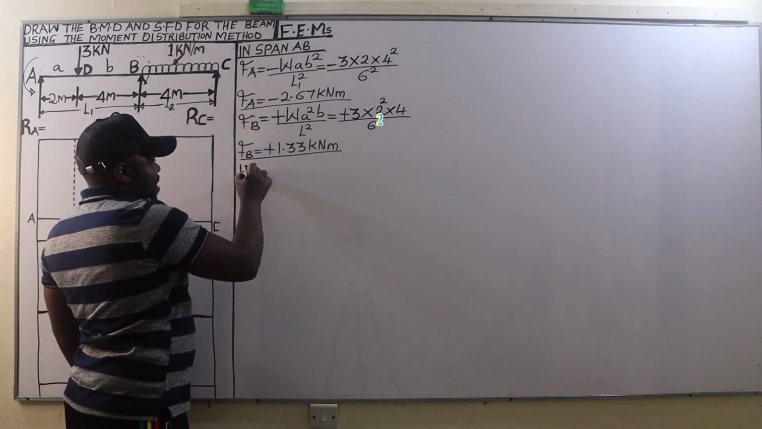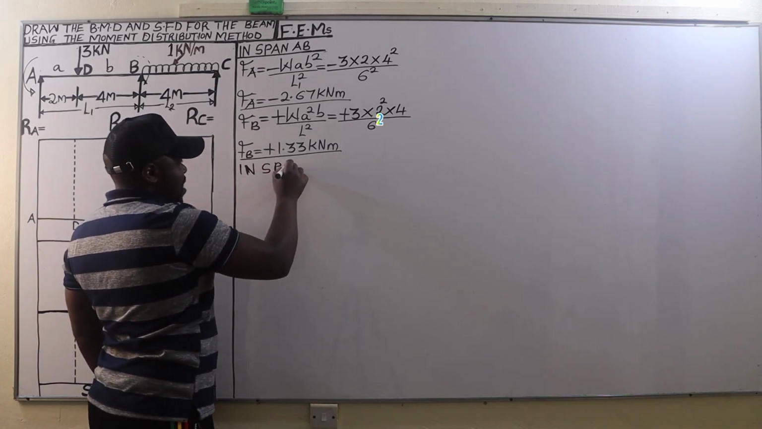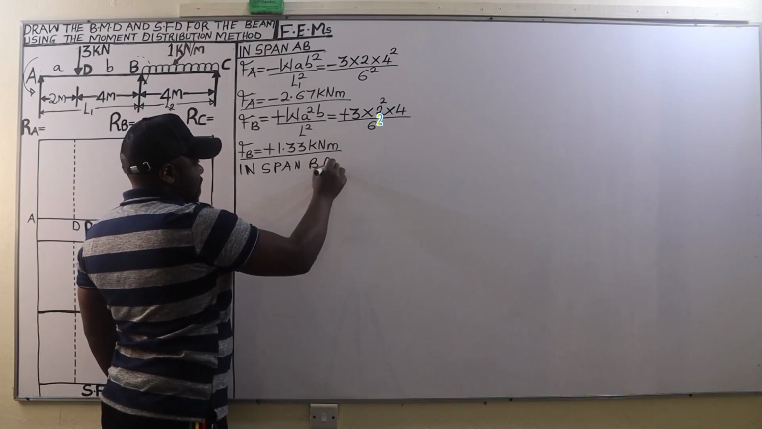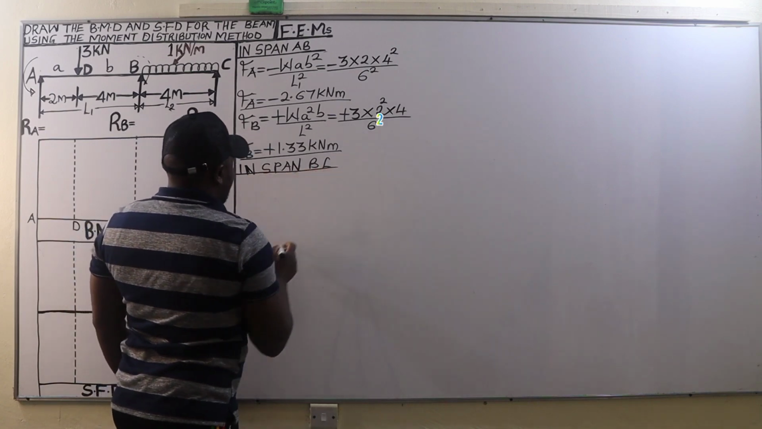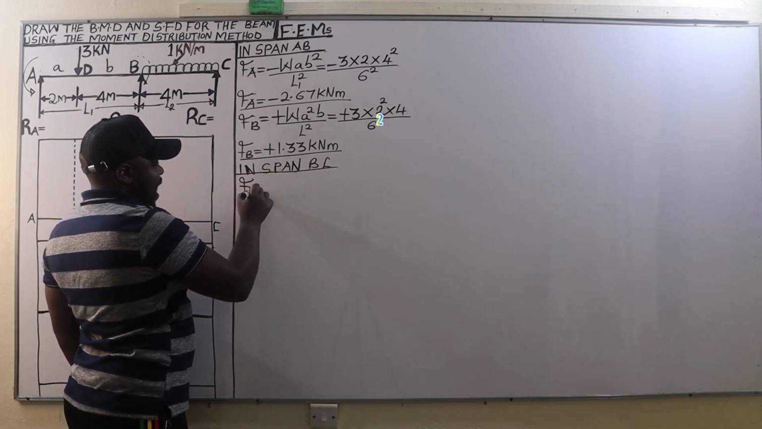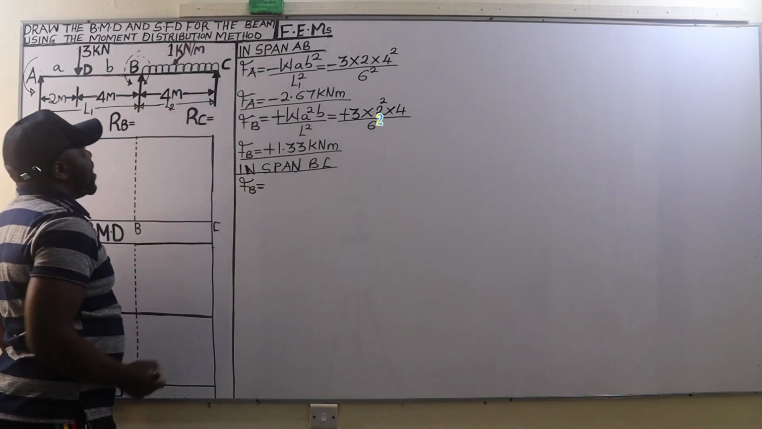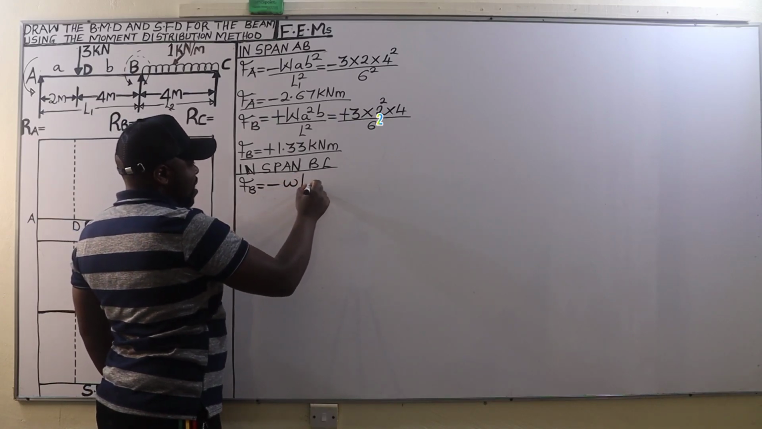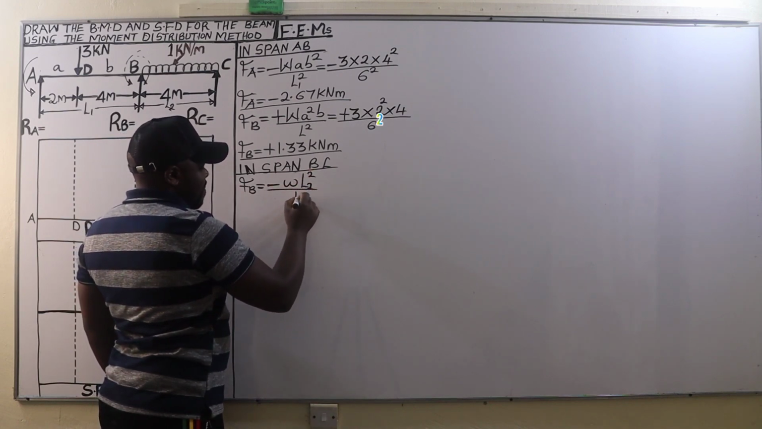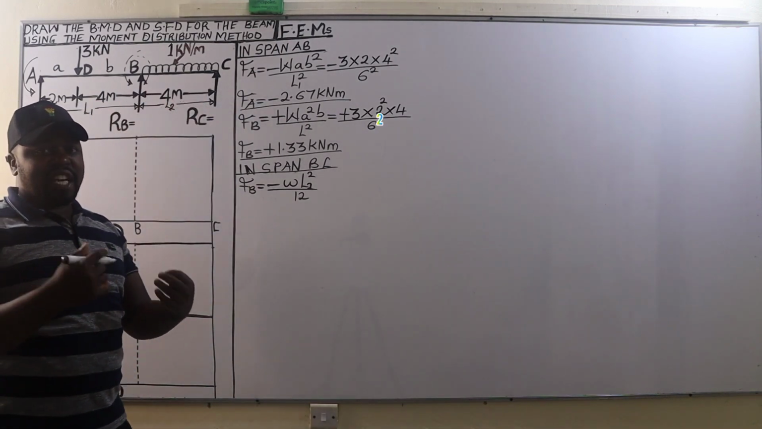Then we go to the span B to C. Therefore, in the span BC, the fixed end moment at B, in this case, is going to be an anti-clockwise moment, which will be given by this formula: negative W L2 squared divided by 12, since the span BC is loaded with a uniformly distributed load.